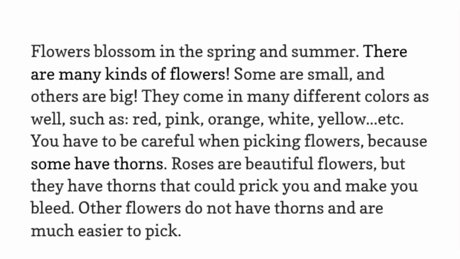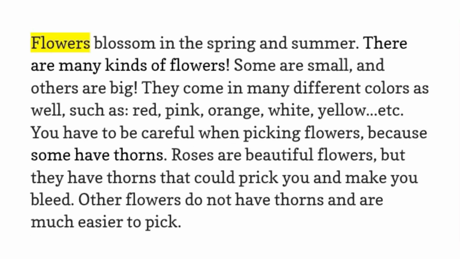When looking at this text, remember we are trying to find the topic first. The topic is usually 1 to 2 words, and it's who or what the text is talking about. In this case, as we're reading it, we keep saying, flowers blossom, many kinds of flowers. Some are big, some are small. Some flowers have thorns. Some flowers are easy to pick. So we can tell that this whole thing is talking about flowers. So our topic is going to be flowers.